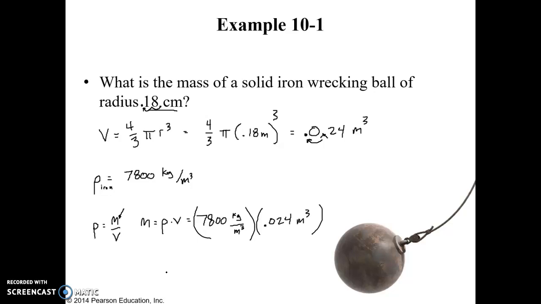We find that we have a mass of 190 kilograms. That's just a fairly straightforward example problem demonstrating the relationship between mass, volume, and density.